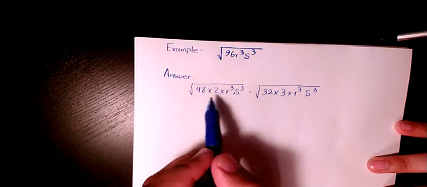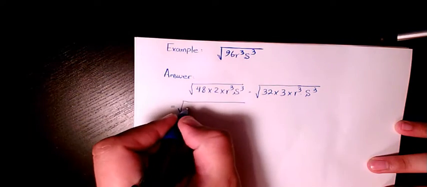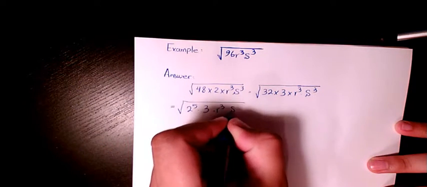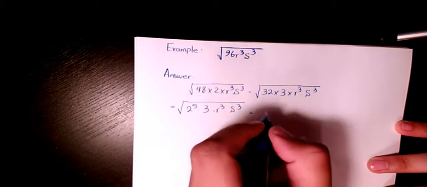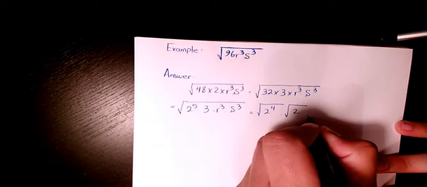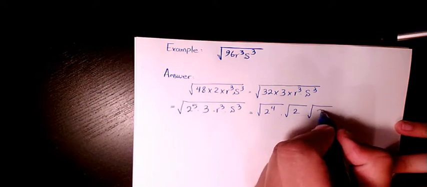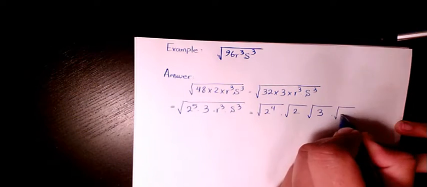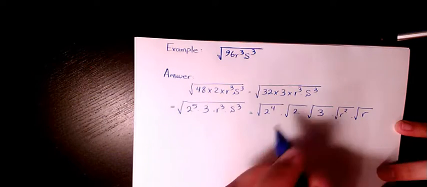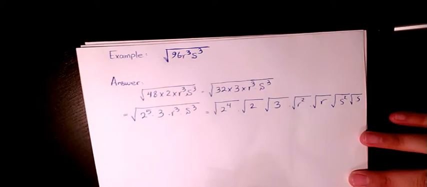As you see here, this one is better, so I change it to 2 to the power of 5 times 3 r cubed s cubed. Then we change it to 2 to the power of 4 times 2 instead of 2 to the power of 5. I wrote 2 to the power of 4 times 2, and then times 3 times r squared times r, because r cubed is r squared times r. Same thing for s squared times square root of s.